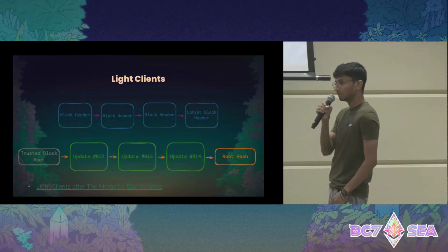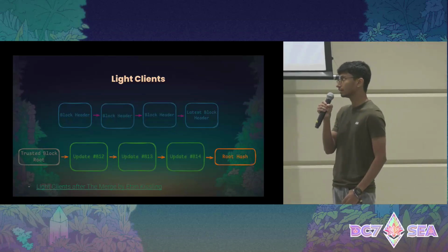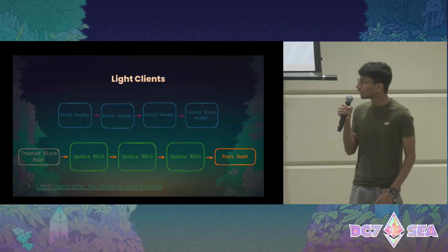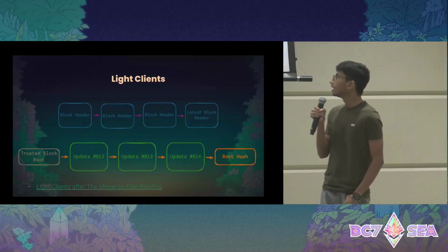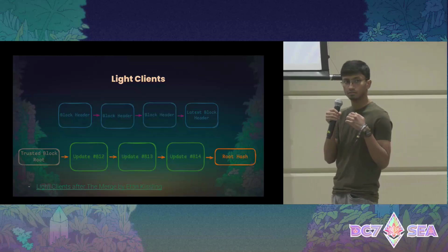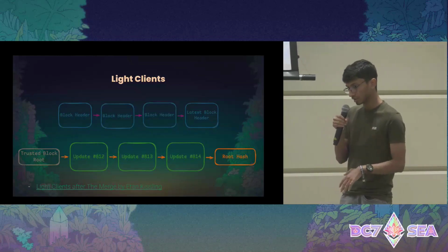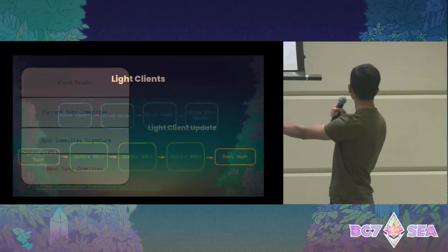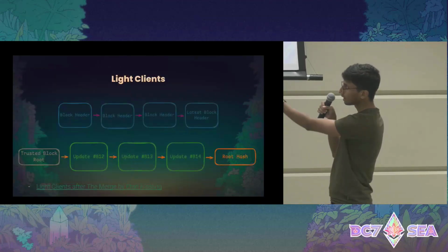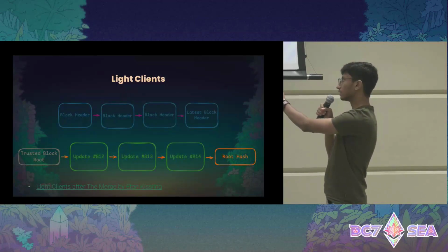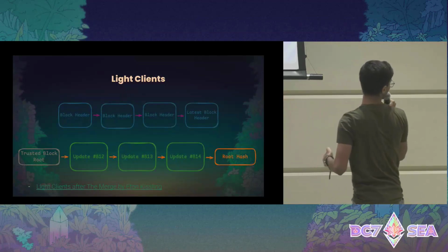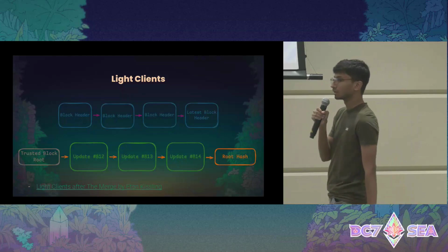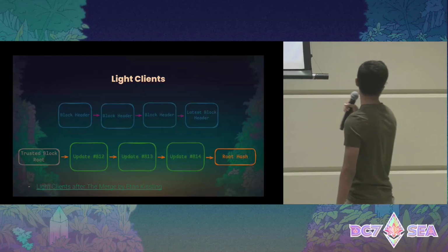We get a trusted block root which is available in the network, and using that we can fetch a range of updates. After that, we get the root hash, which can be used to determine the latest block header. There's a reference on light clients after the merge by Etan. It was covered in DEVCON 6, I guess. So you can check it out. It's really nice.